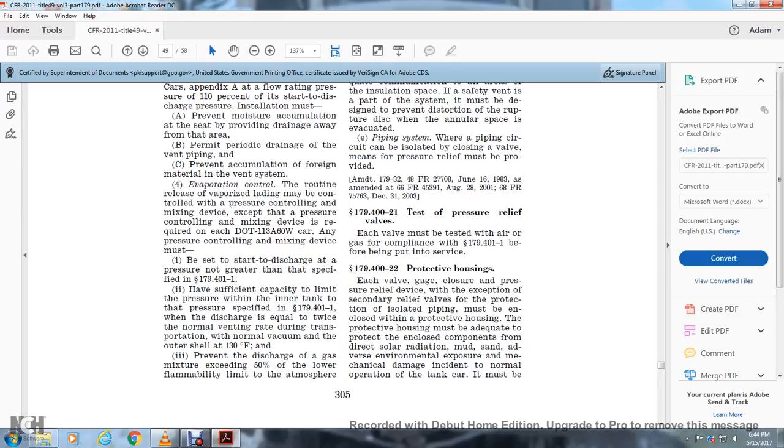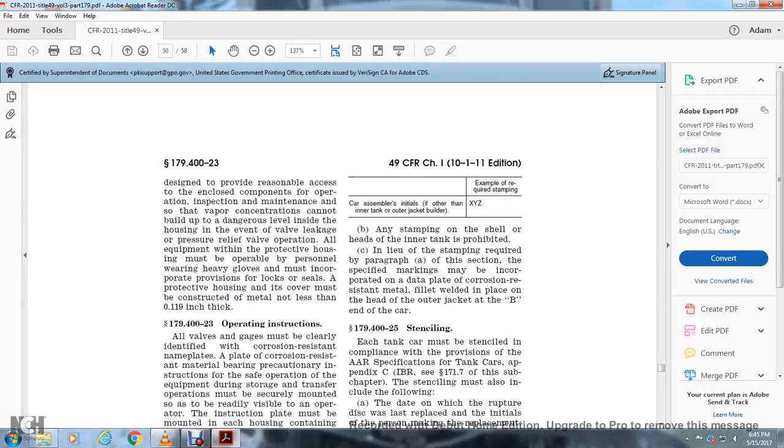The protective housing must provide adequate protection of the enclosed components from direct solar radiation, mud, stone, adverse environmental exposures, and mechanical damage incidental to the normal operation of the tank car. It must be designed to provide reasonable access to the enclosed components for operation, inspection, and maintenance, so that vapor concentration cannot build up to a dangerous level inside the housing in the event of valve leakage of the pressure relief valve.